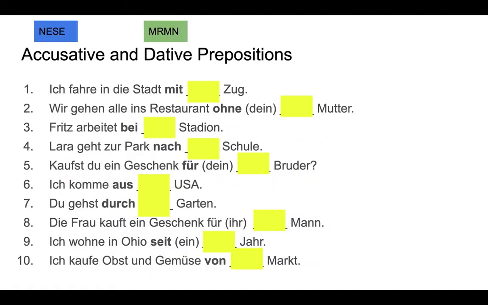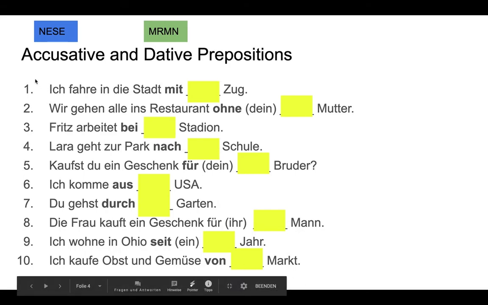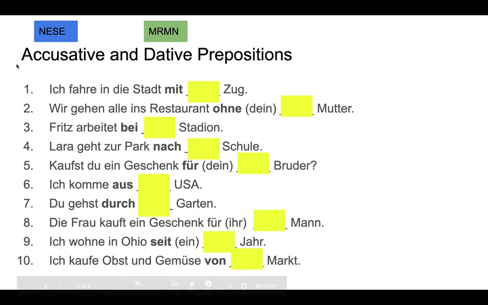On your next slide, you have an activity where you're filling in the green Post-it notes with articles based on the preposition that comes before them. I've given you a reminder up at the top of your slide that you're doing accusative prepositions. You're going to use your Nisi articles, den, die, das, or die. And for the dative prepositions, you're going to use your Merman articles, dem, der, dem, or den.